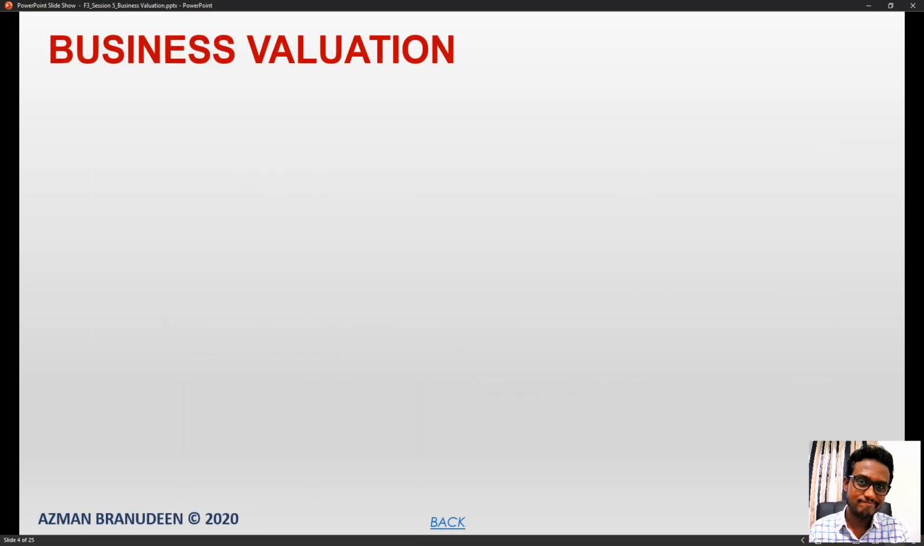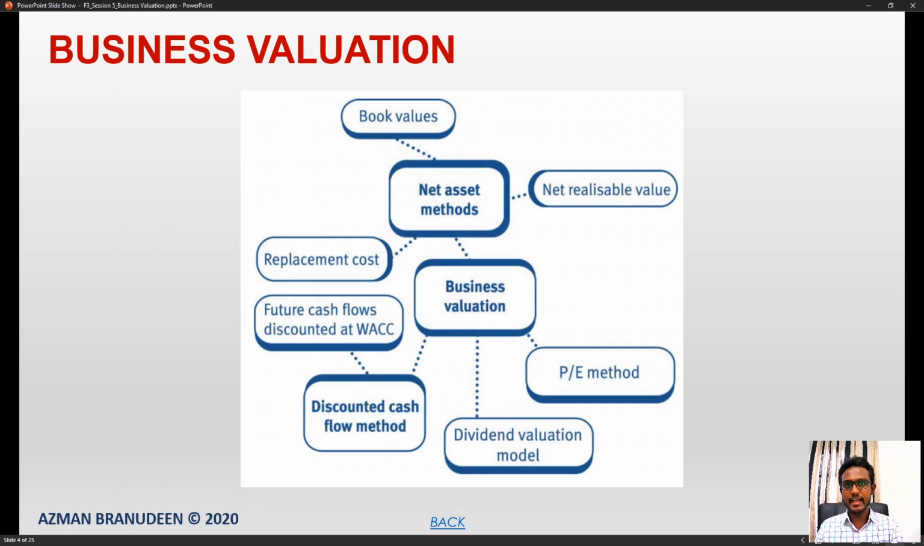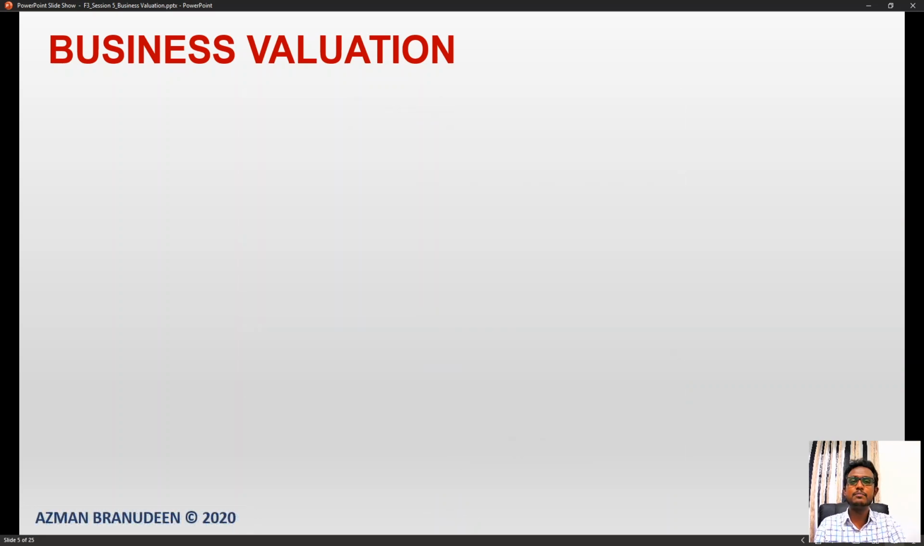All right, business valuation. It's a very interesting area, and there are different methods of valuation, and you're basically seeing a snap of various words, right? The net realizable method, PE method, dividend valuation method, replacement cost, book values. All of these are different methods of valuing a business. In addition to that, you can value a business looking at discounted cash flow techniques and applying it to future free cash flows.